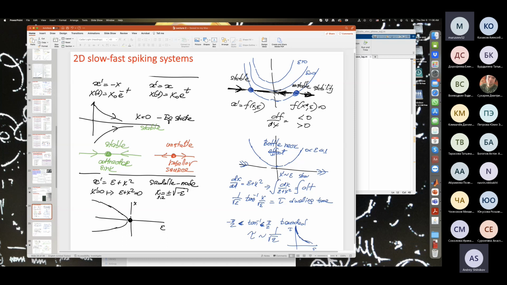We're going to consider what's called two-dimensional slow-fast spiking systems. But first, I consider a one-dimensional one. As simple as that, x prime equals negative x, which is a simple differential equation that gives you an exponential solution. That minus translates into e to the negative t. So given initial condition x naught, you converge to the steady state, which is the x equals 0 level, the equilibrium state.